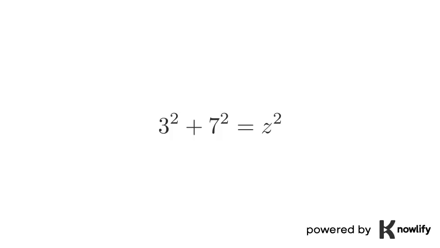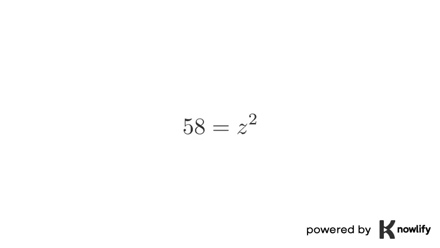Now let's plug in our numbers. We have side a as 3 inside, b as 7. So 3 squared plus 7 squared equals z squared. Calculating the squares, we get 9 plus 49 equals z squared.